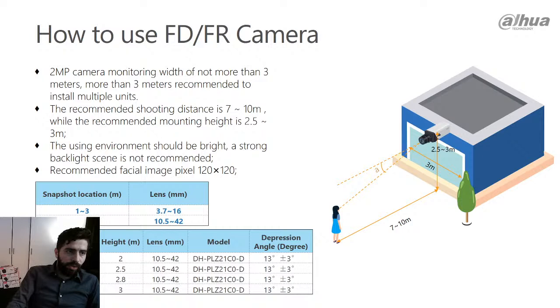So here, how to use the face detection, face recognition camera. Okay, this is the recommendation. For example, at a height of 2.5 to 3 meters, the entrance is 3 meters, from 7 to 10 meters. Okay, so this is the recommendation. Snapshot location, for example, you need to take that snapshot from 9 meters. Okay, so the height will be 3 meters, the lens will be from 10 to 42 millimeters. This is the recommended model, and this is the depression angle. Okay, so 13 degrees.